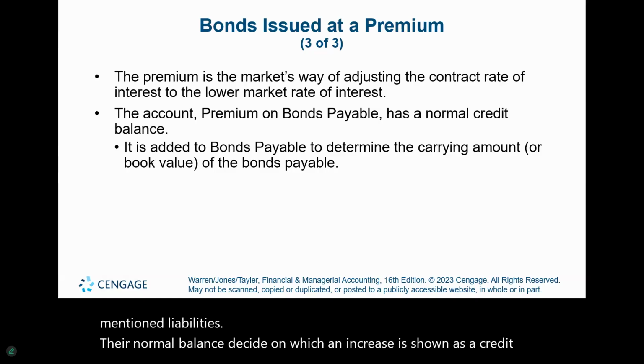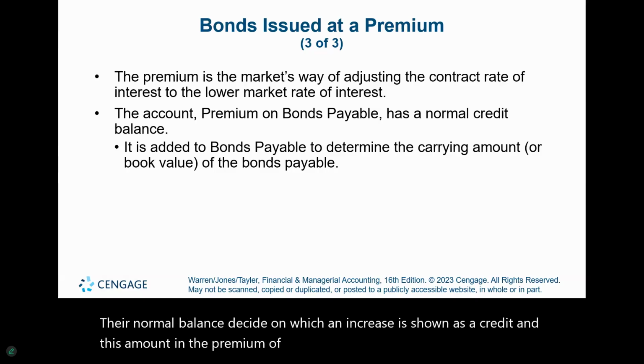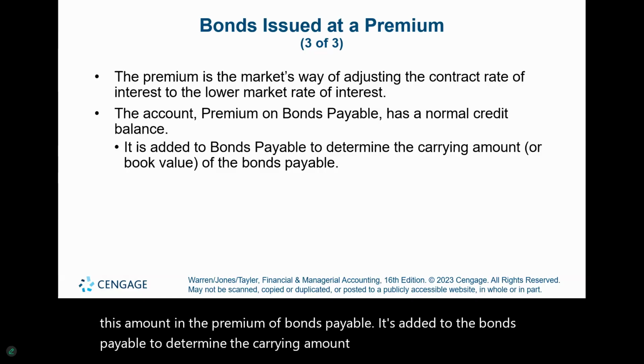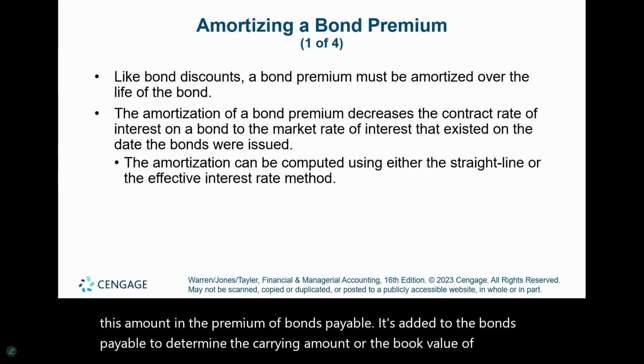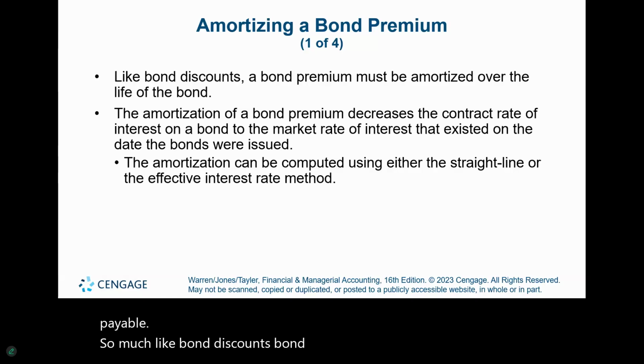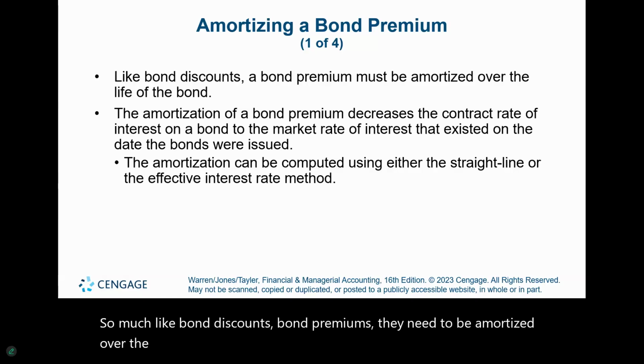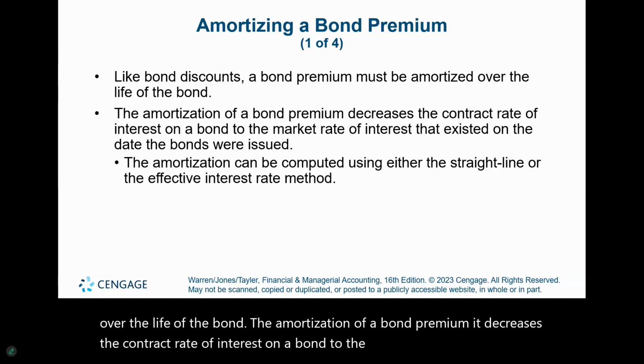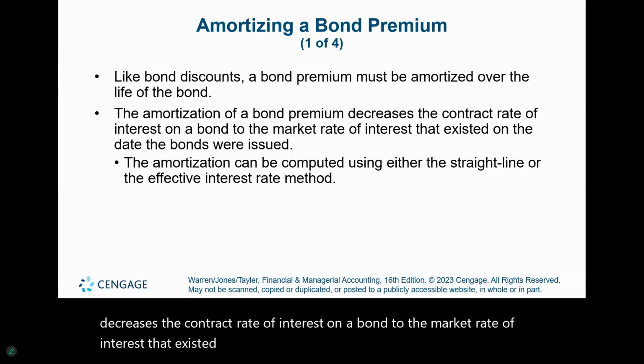And this amount in the premium on bonds payable is added to the bonds payable to determine the carrying amount, or the book value, of the bonds payable. So much like bond discounts, bond premiums need to be amortized over the life of the bond. The amortization of a bond premium decreases the contract rate of interest on a bond to the market rate of interest that existed on the date that the bonds were issued.